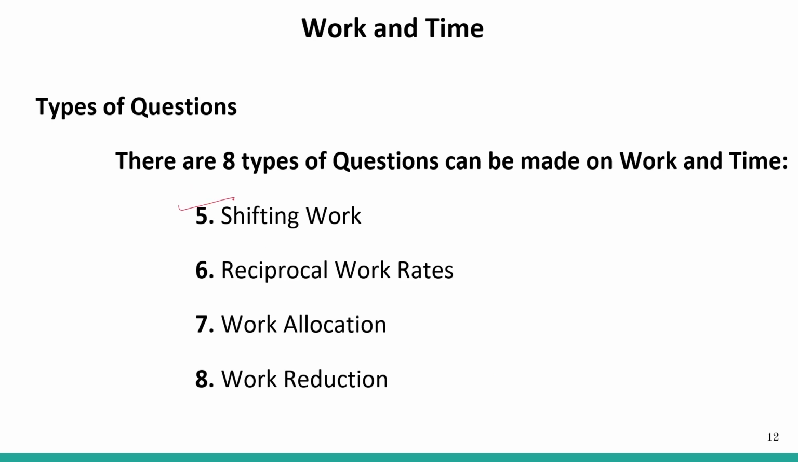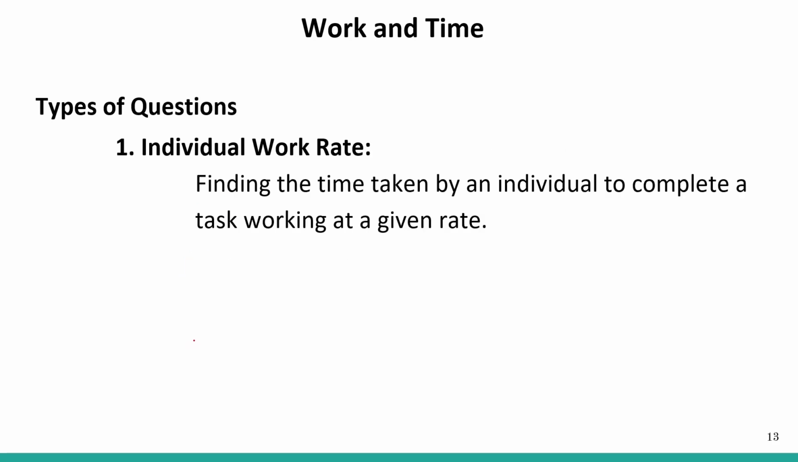The fifth kind of question is shifting work. What is shifting work? And the sixth kind is reciprocal work rates. 7 is on work allocation and 8 is on work reduction. We will see each one in detail, so let's go forward with it.